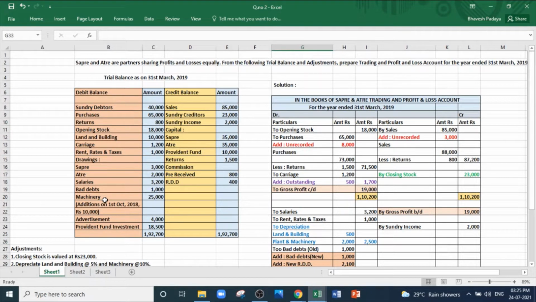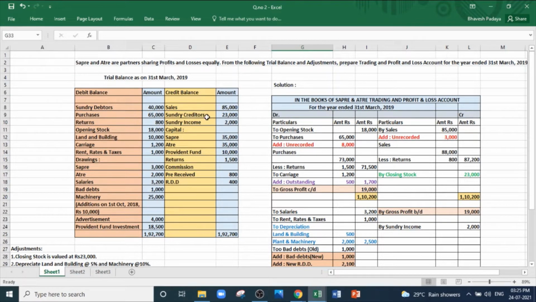Machinery, assets. Here you see it is a hidden adjustment. Additions on 1st October 2018 rupees 10,000. So 25,000 out of that 10,000 worth machinery was brought in on 1st October. This is useful while calculating the depreciation. Advertisement 4,000. Provident fund investment.